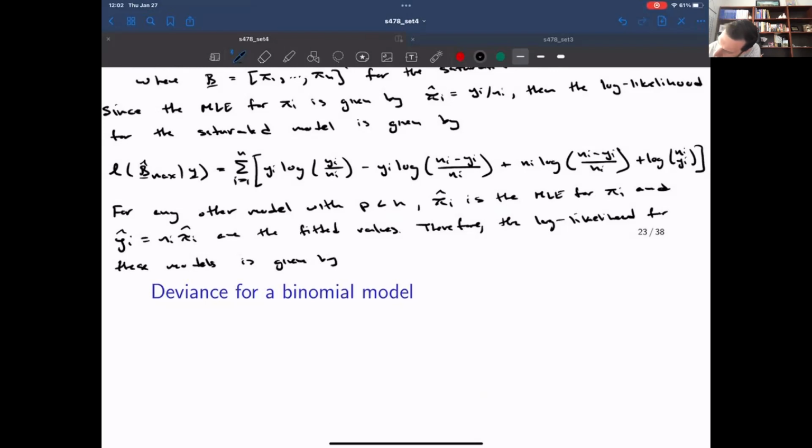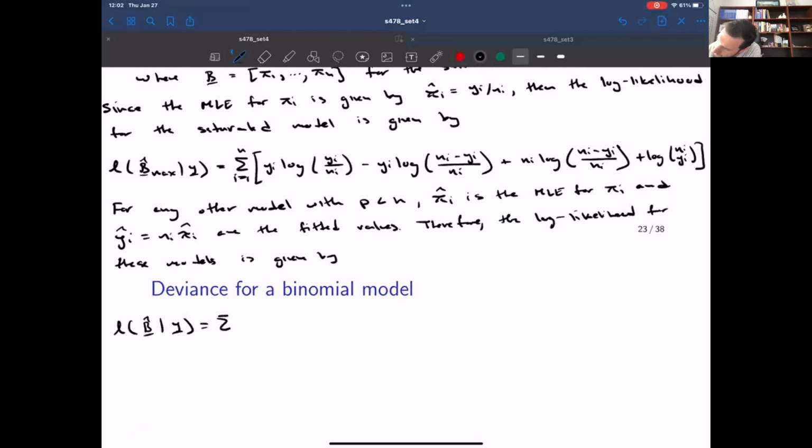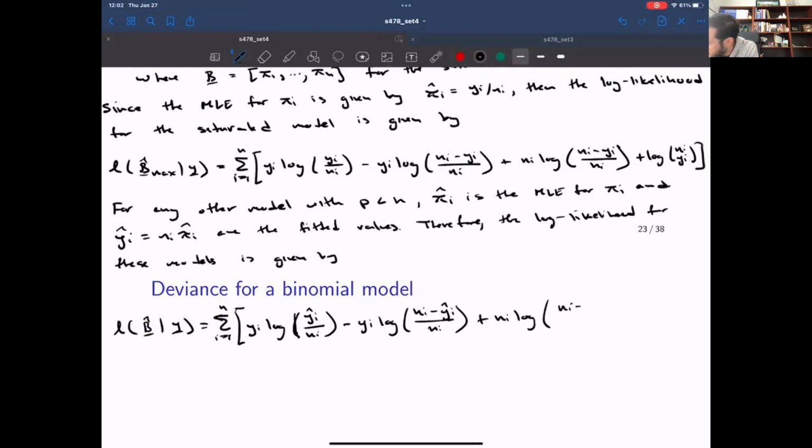is given by L of beta hat given y, which is equal to the sum from i equals 1 to n of y_i log y_i hat over n_i minus y_i log n_i minus y_i hat over n_i plus n_i log n_i minus y_i hat over n_i plus log of n_i choose y_i. Okay.